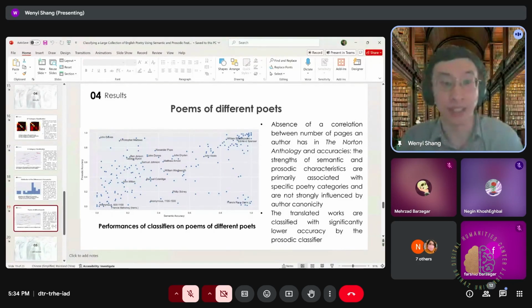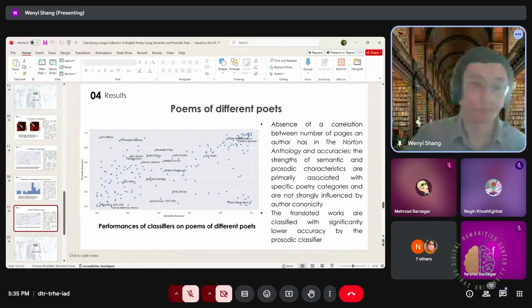So we can basically exclude canonicity as a factor coming into play in this project, and it is not really the canonicity of the poets, but rather the different features, different poems, different poetic categories that matter in the prosodic and semantic accuracy.